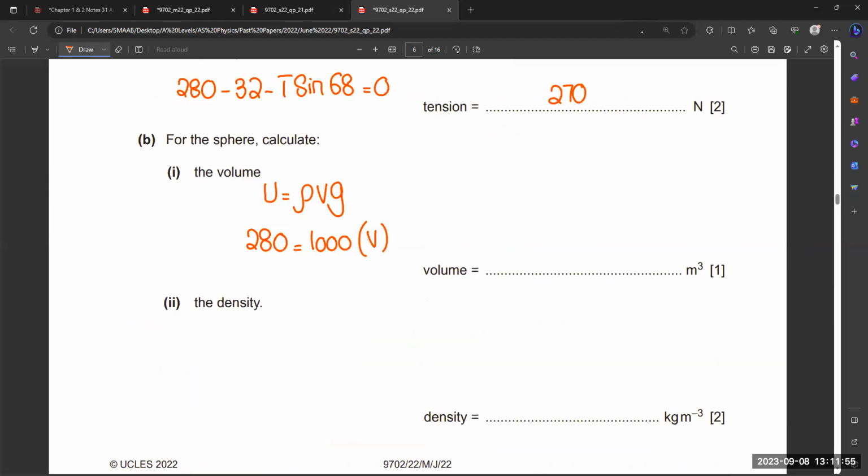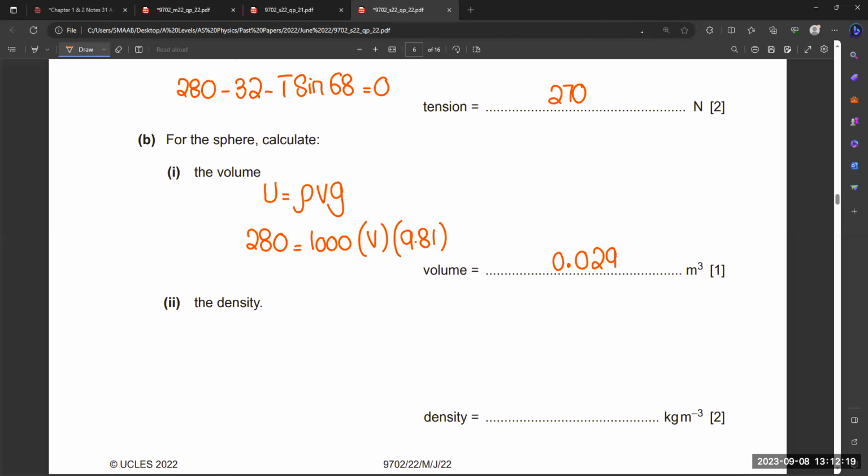So now we can easily find out the value. Okay. 9.81, the value of g. Multiply 1000 by 9.81, divide by 280 on the other side. So you will get the answer 0.029, right? Yep.